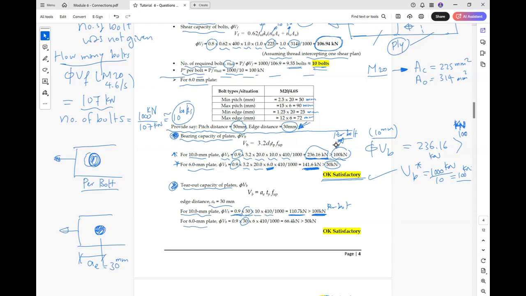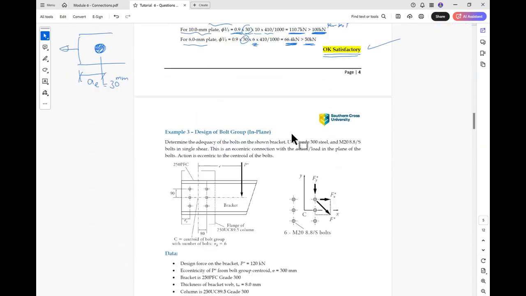For the 6 millimeter, same, but just the blade thickness is different, and we compare to 50, so both of them are okay. So the connection design is satisfactory. Okay. Is it okay for this example? Yep, thank you. No worries.